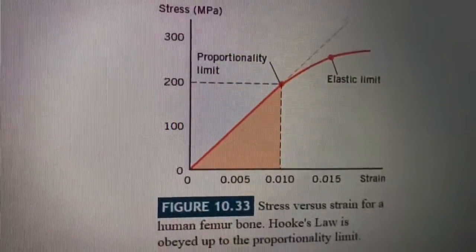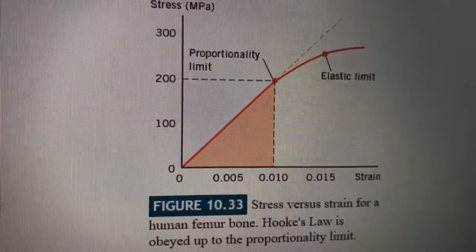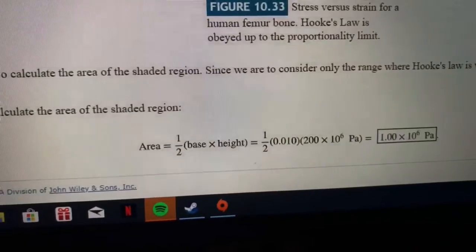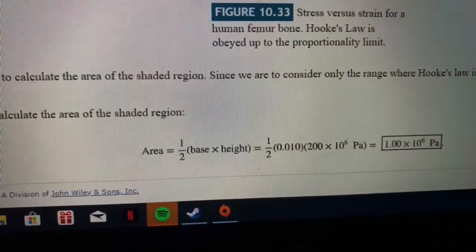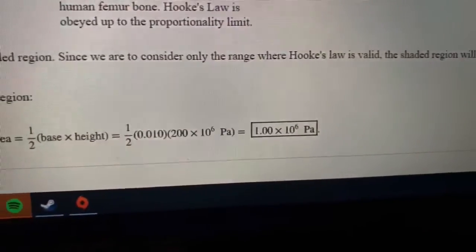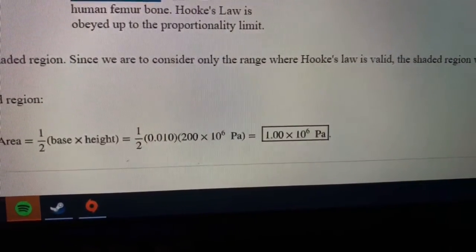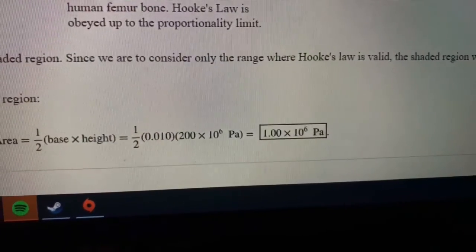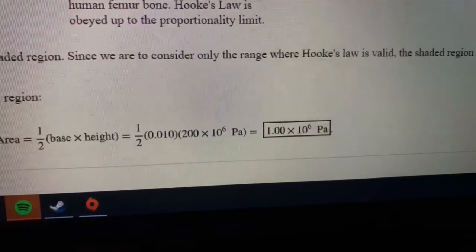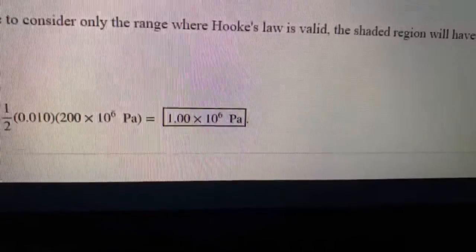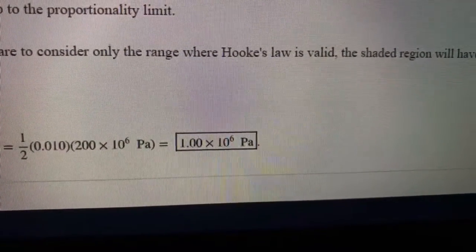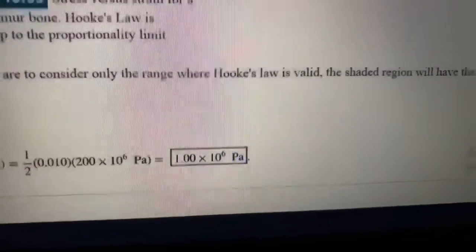As we can see here, it is a triangle, and just using the area for a triangle, which is half times base times height, gives us the values of half times 0.010 times 200 times 10 raised to 6 Pa, which gives us the final answer of 1.00 times 10 to the power of 6 Pa. And that is it, sir, and thank you.